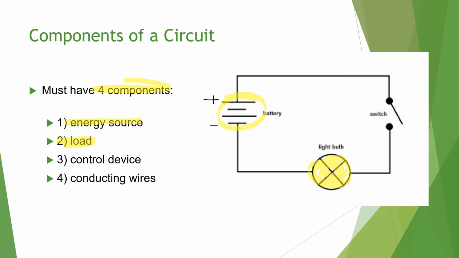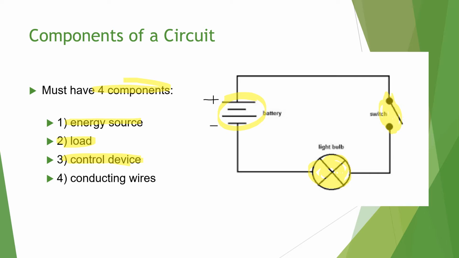Next, we have the control device. A control device in this diagram is representative of the switch. This switch, more specifically, is an open switch, which we'll see more when we look at our symbols for circuit diagrams. And a switch is the device used to open and close the circuit.